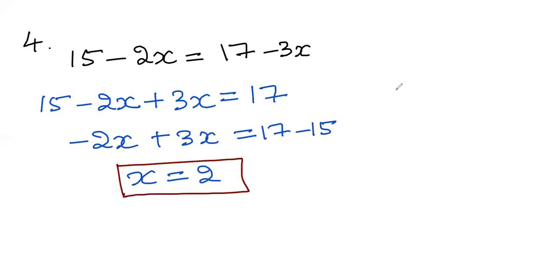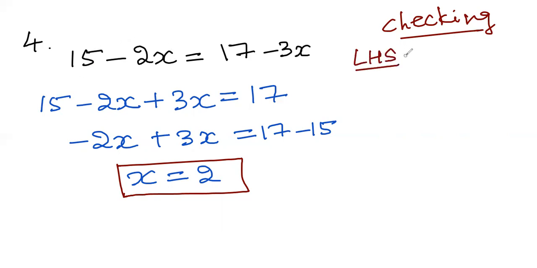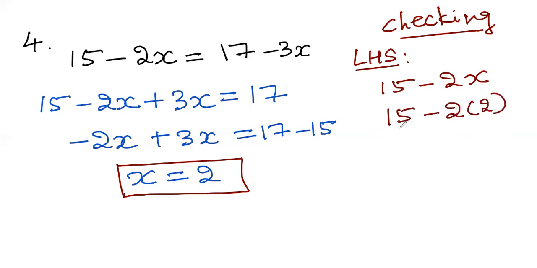Now we can check also whether our answer is correct. So checking. We have found the answer to be 2. x is 2. So let's take only the left hand side equation. So we have 15 minus 2x. So we have to substitute 2 in place of x. We have 15 minus 2 times 2, because x is 2. So 15 minus 4, which is going to be 11.